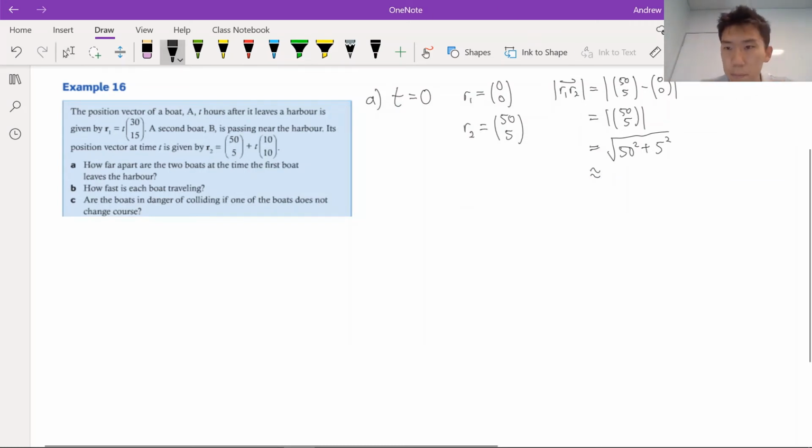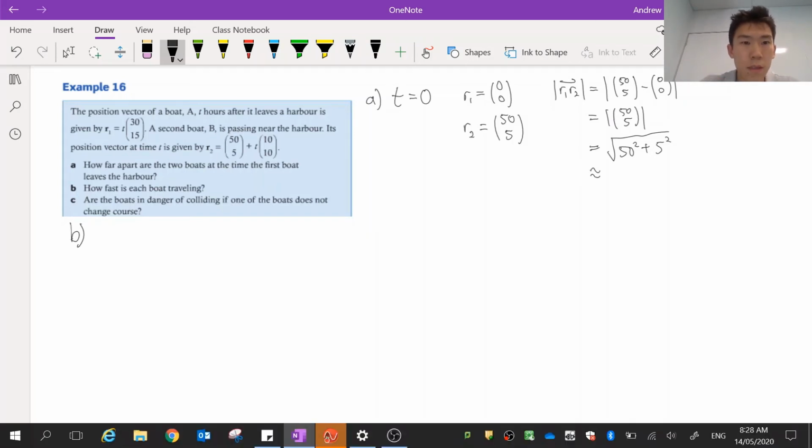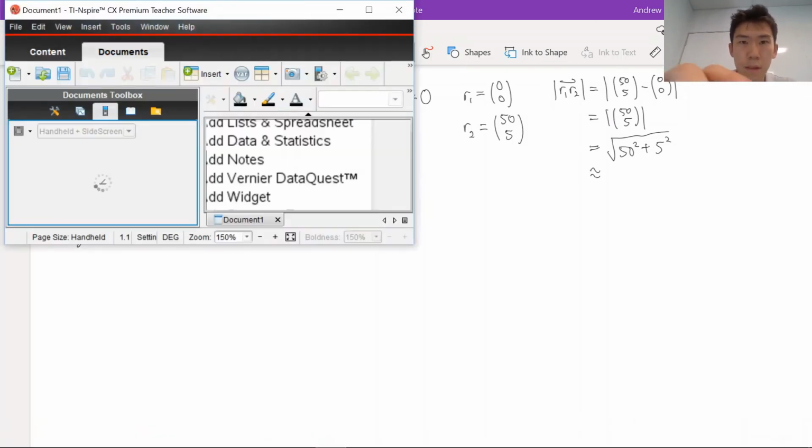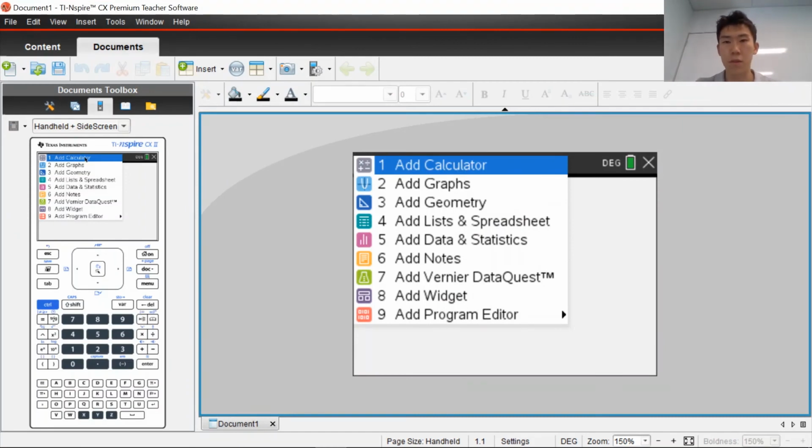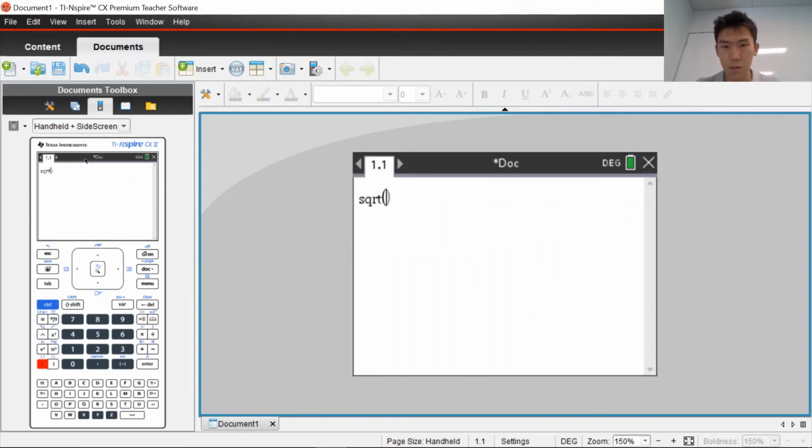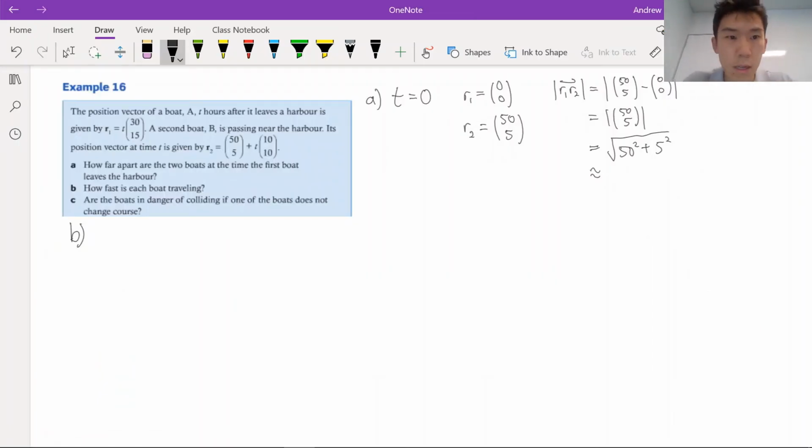Okay, but that's the answer. How far is each boat traveling? So I'm going to do it using our understanding of the relationship between distance, velocity, and displacement and velocity, right? So since we've been given, let's finish this first. So we want square root 50 squared plus 5 squared, 50.2.